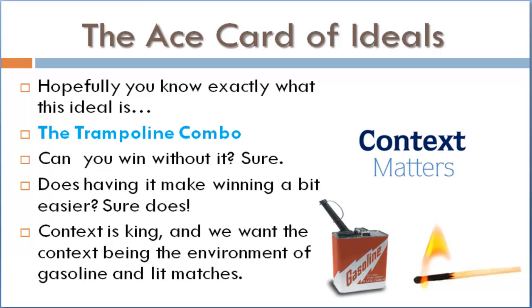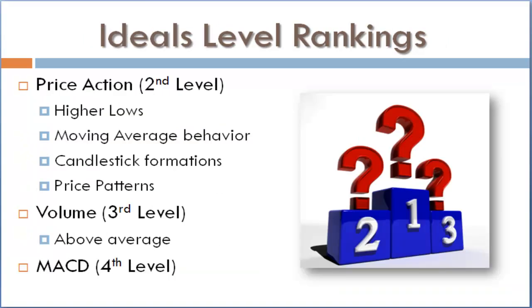It's just one of those cards where when we get it in our hand, our probability of success just goes that much further. And hopefully you understand this now, and you should, but context is king, and we want the context being the environment of gasoline and lit matches. So as you know, that's what we're looking for. Context is what we want, and when we have that, that's kind of that nice little ace card sitting in our hand, thinking, all right, we just really upped the odds of having a successful trade. Now, we talked about all the tools and skills and all that stuff that you need, but where do all that rank?